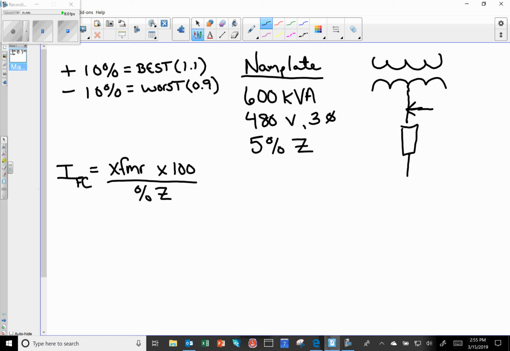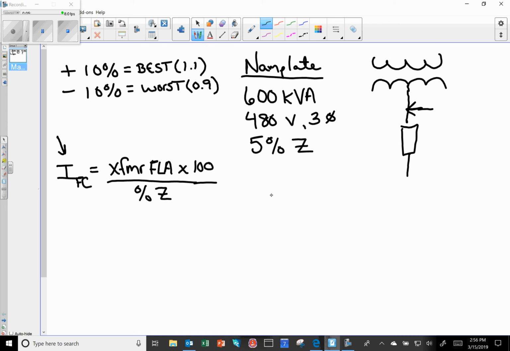So in order to solve this equation here, we first need to know what our transformer full load amps are. Let me rewrite this real quick: transformer full load amps times 100. That's our equation. So we need to find out what our transformer full load amps are, and that's a pretty simple equation to do.